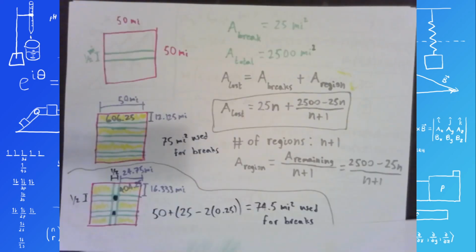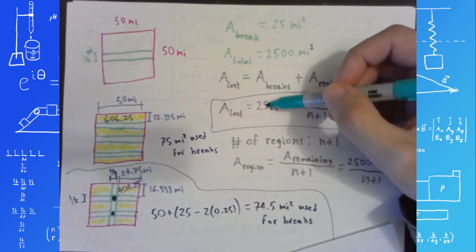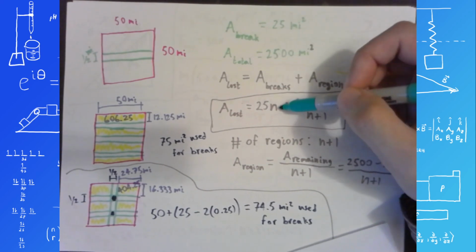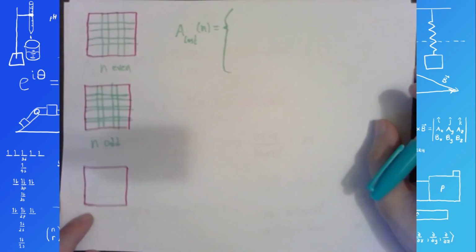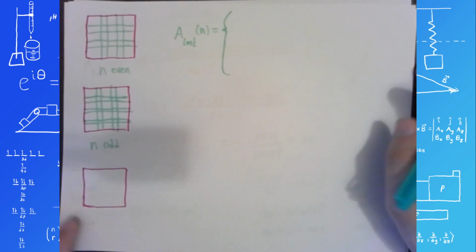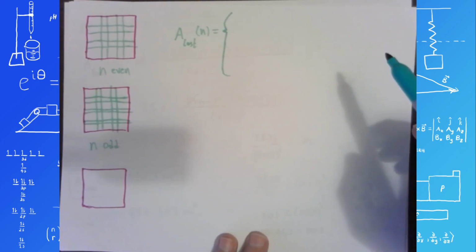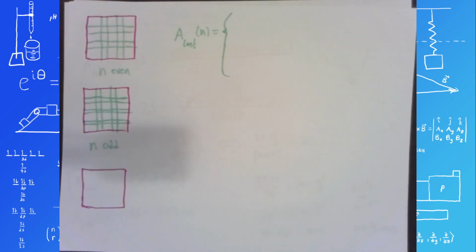So just like I did back here, I started with the 25 square miles times the number of breaks. I'm going to have to write a modified version of this, which is going to be 25 square miles times the number of breaks minus the overlaps. And we already know how much area an overlap has.